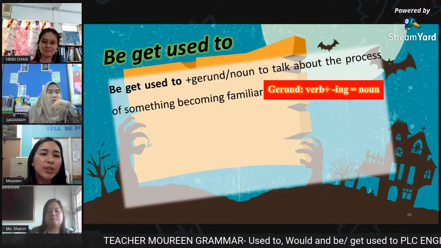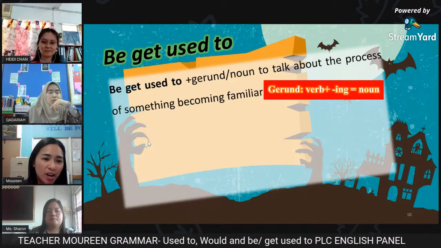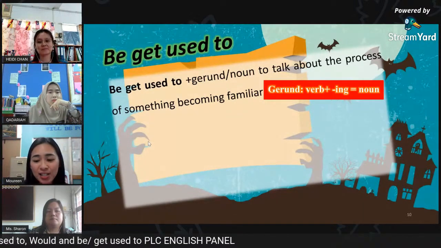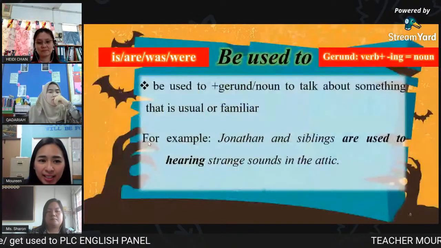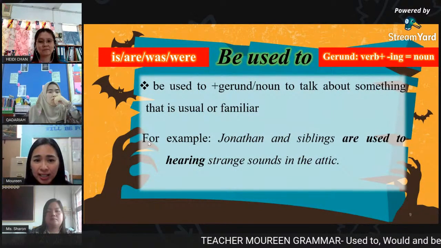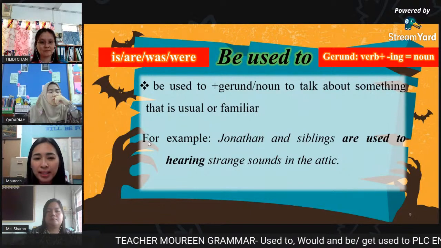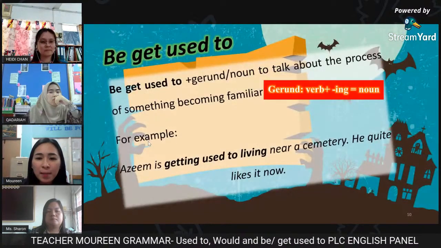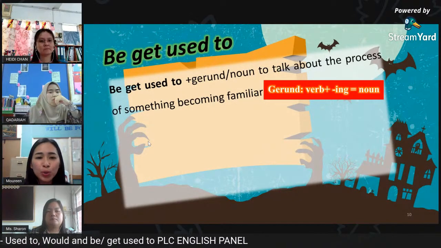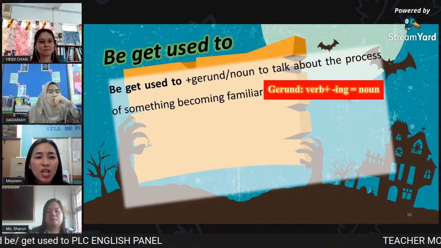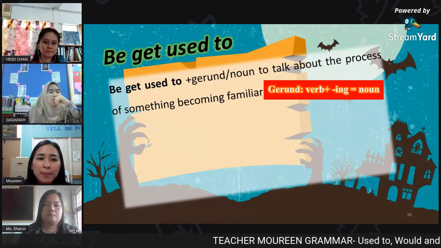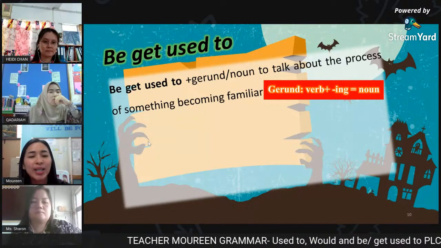Be get used to is to talk about the process of something becoming familiar. So there's a difference between this one and be used to. Be used to talks about something usual or familiar. It's already become normal. But this one talks about the process. It has not become normal yet, not yet usual or familiar. This is the process. So when you want to talk about the process of becoming familiar with something, you use be get used to. Let's look at the example.